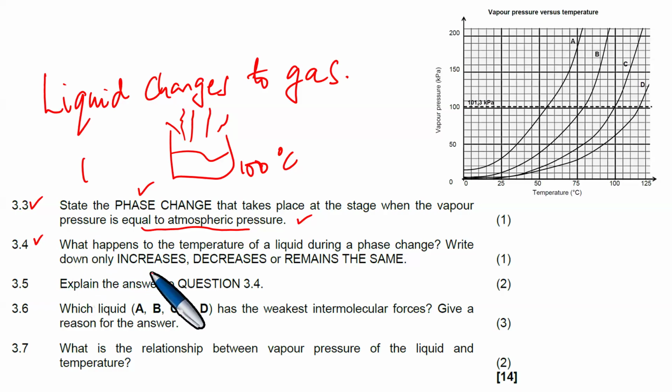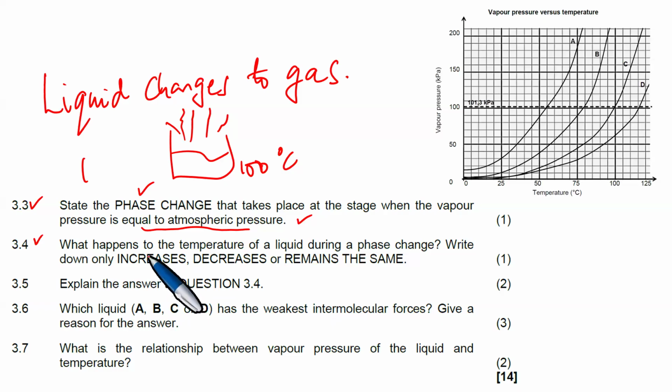What happens to the temperature of a liquid during a phase change? Does it only increase, decrease, or remain the same? Like in water, when the water changes to gas, what happens to the temperature of a liquid during a phase change? I know it's a bit tricky, this one.